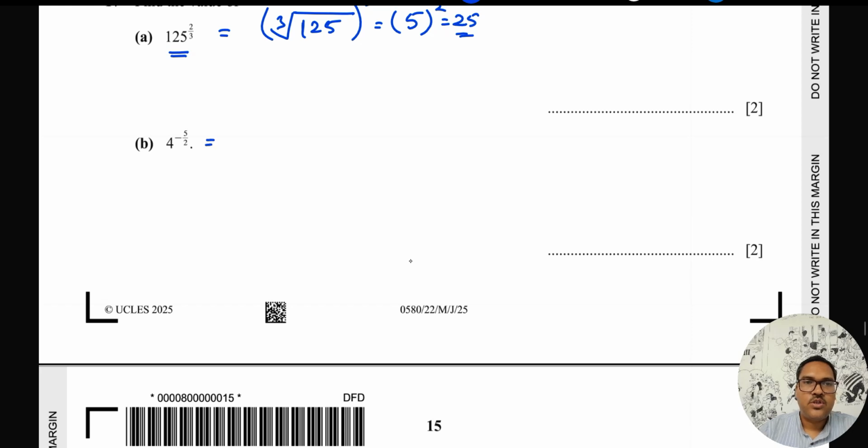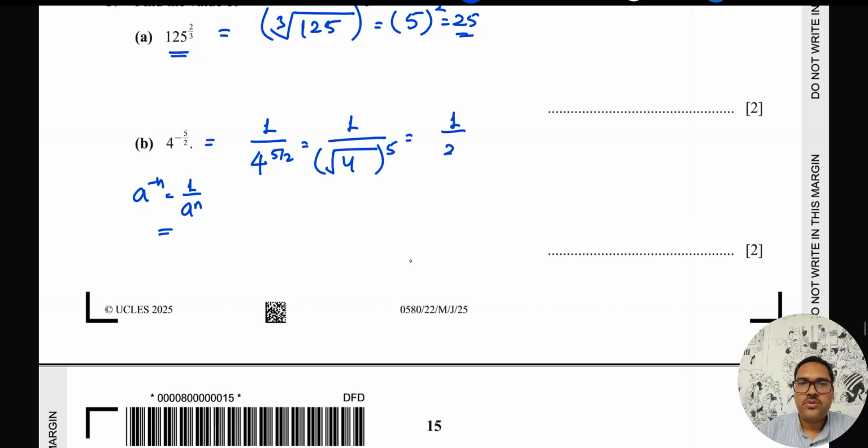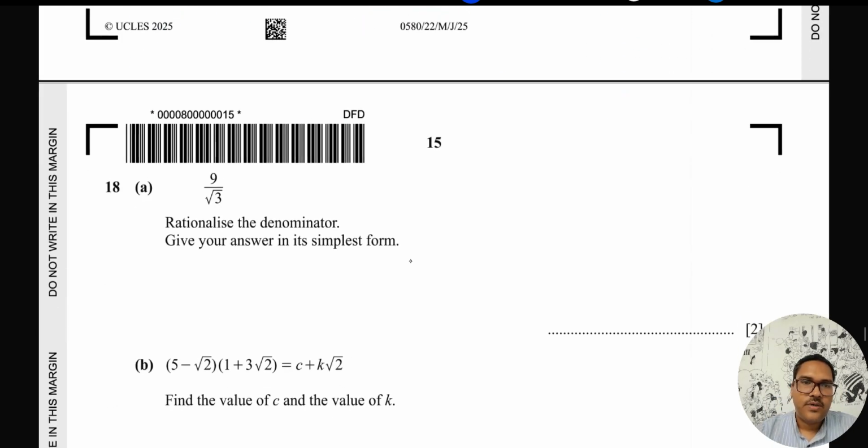Correct. Now here what is this? This is 4 raised to minus 5 by 2. So I can say this is 1 upon 4 raised to 5 by 2, because we know if I take the negative power, a raised to minus n will become 1 upon a to the power n. Correct, the negative reciprocal. So this is 1 upon the square root of 4 raised to 5. What is the square root of 4? This is 2. So this is 2 raised to 5. So what is the answer? This is 1 by 32. So this is the answer, 1 by 32. And this is 25. So that is the answer. Correct. So now next question.